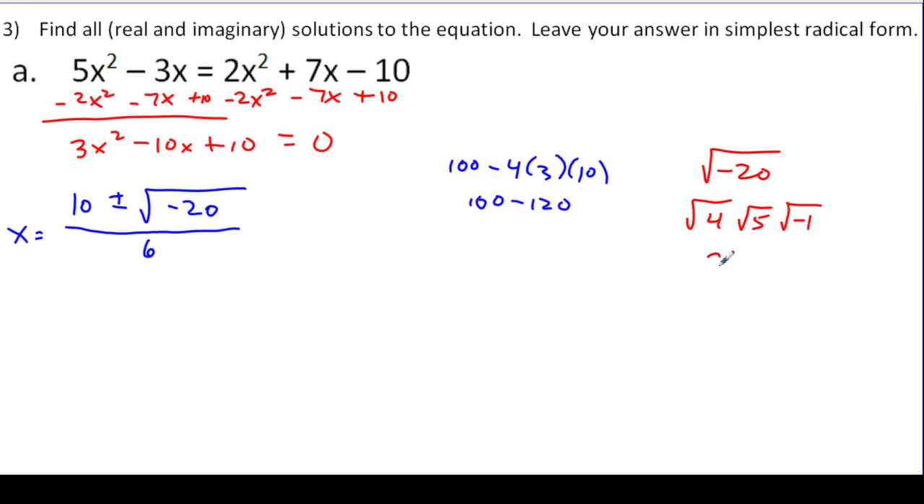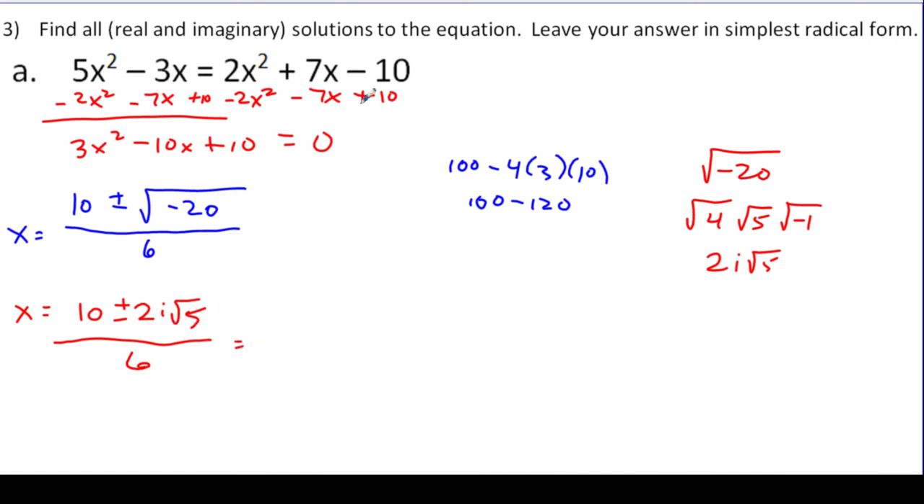So here's what we have. 2, which comes from this. i, which comes from the square root of negative 1. Square root of 5. I didn't do anything with that. That's the one that we have to leave alone. So I'm going to rewrite my expression now. It's going to look like 10 plus or minus 2i root 5 all over 6. So I just replaced the square root of negative 20 with the simplified version.